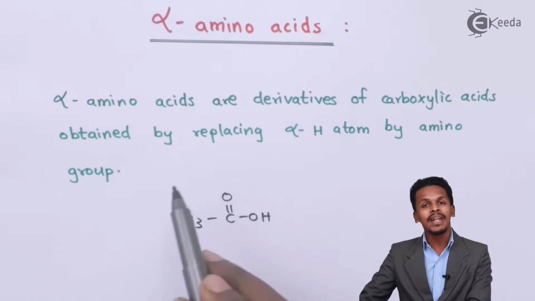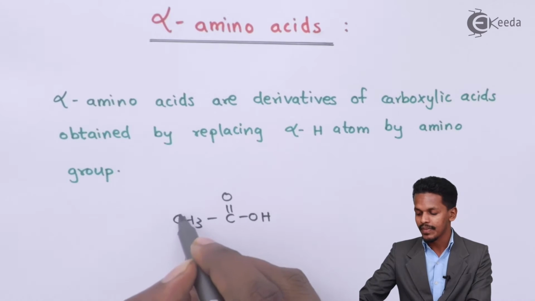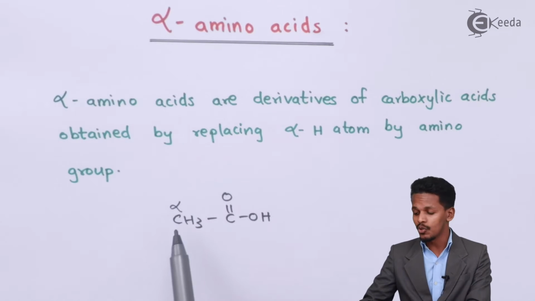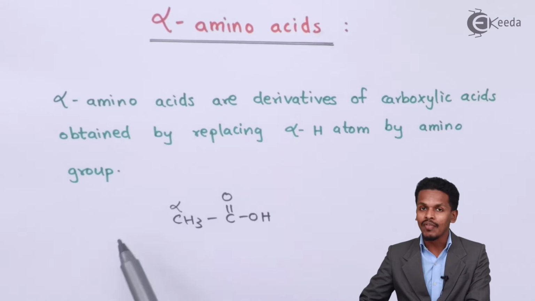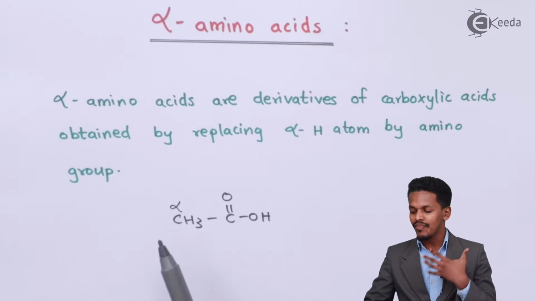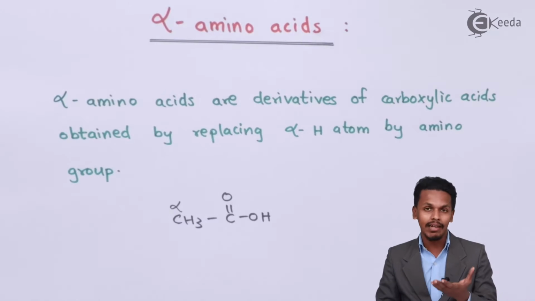So this is a functional group, the carboxylic acid group, which is attached to this carbon atom. This carbon atom is considered to be the alpha carbon atom, and all the hydrogens on it are known as the alpha hydrogen atoms. And suppose we replace the alpha hydrogen atom with an amino group, then that carboxylic acid derivative will be called an alpha amino acid.